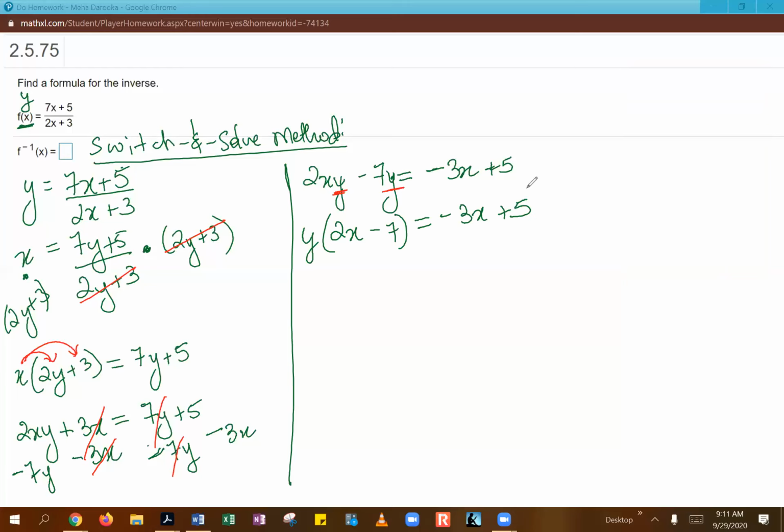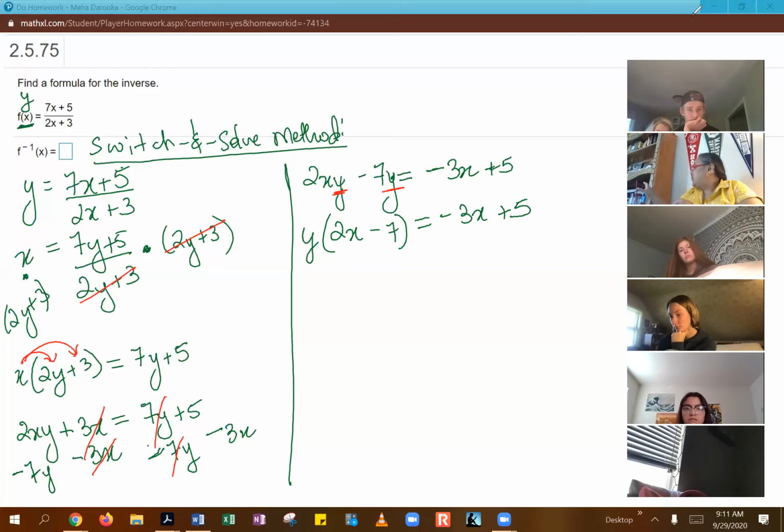And we're almost there. What do you think we can do to get the y by itself?